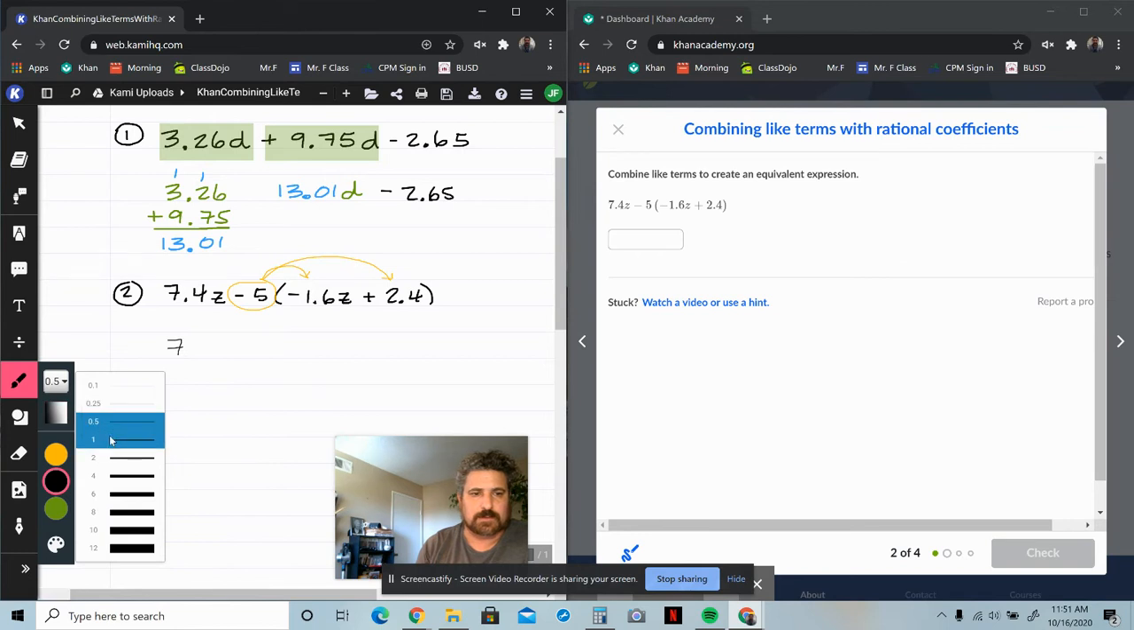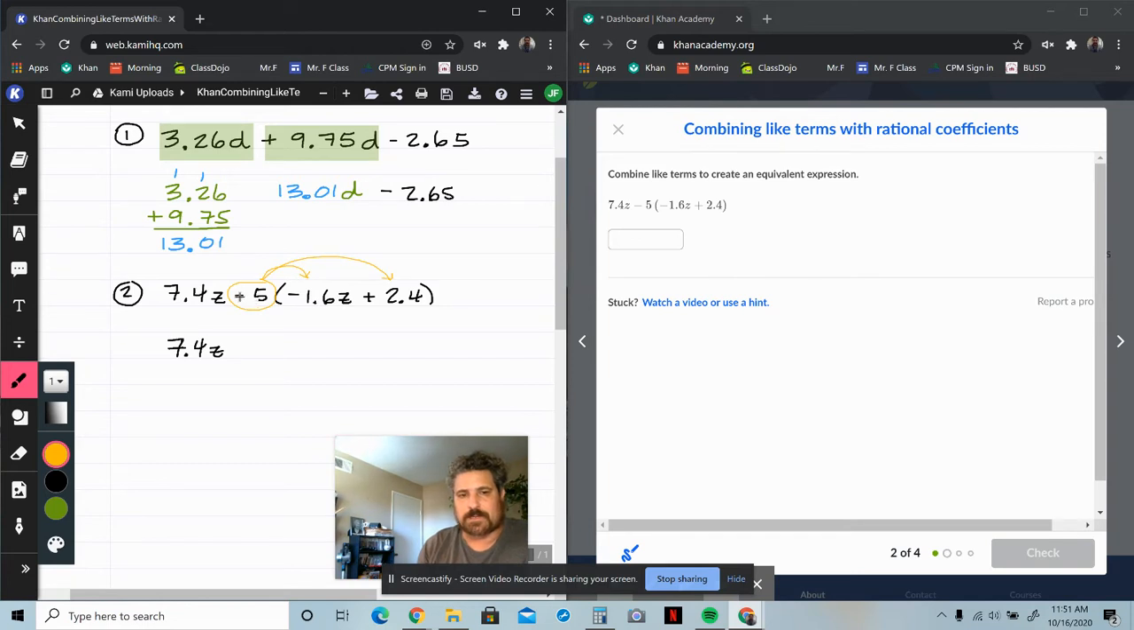7.4z. And then you're going to multiply through negative 5 times negative 1.6. Well, this is a positive because a negative times a negative is a positive. And 5 times 1.6 is going to be 5 times 1, which is 5, and 5 times 0.6, which is going to be 30 with the decimal moved 1 to the left, so that's 3. So you're looking at really 5 plus 3, which is 8. So that's going to be 8, and then it's going to be z. So you've got 8z there.